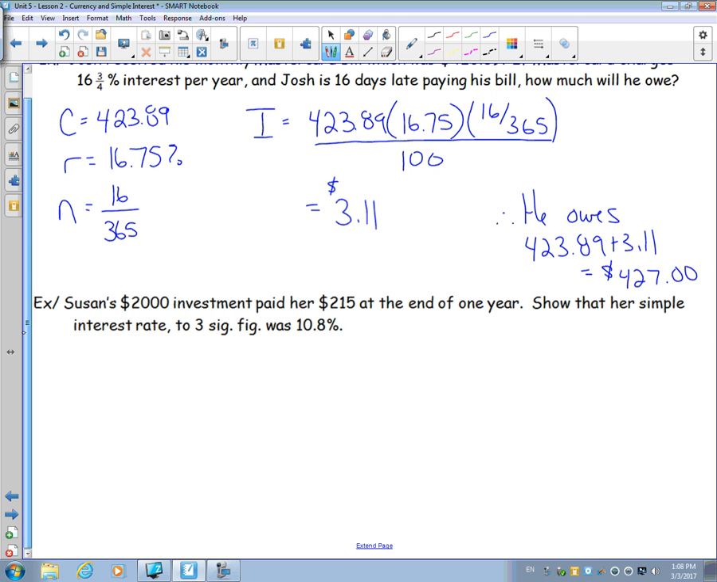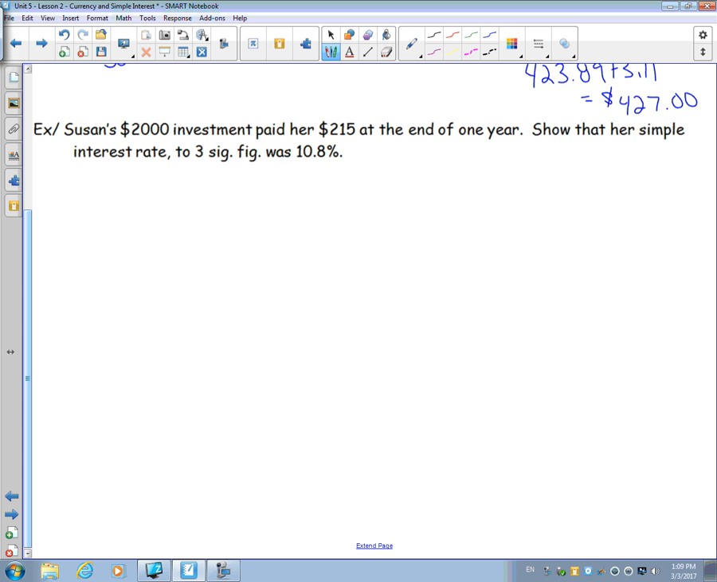Now we'll try another one. We got Susan. She has a $2,000 investment. It paid her $215 at the end of the year. When we talk about being paid at the end of a year, that's our interest. So we know right off the bat we have a C, principal of 2,000, and interest of 215. Show that our simple interest rate to 3 sig figs was 10.8.